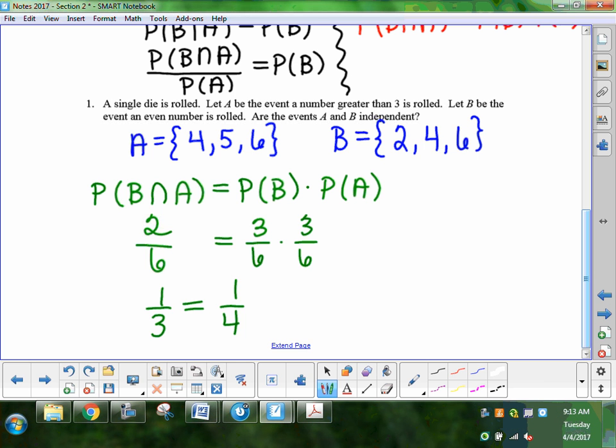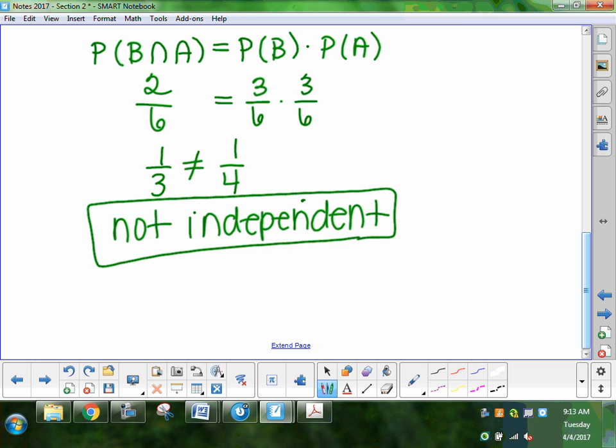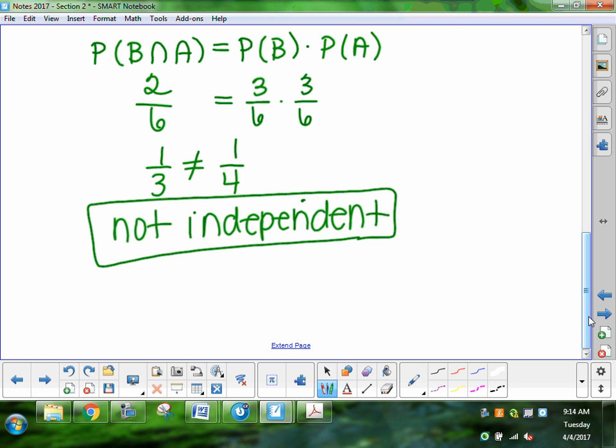Are they equal to each other? No. So are the events independent? Yes or no? The events are not independent. If it was equal, they would be independent from each other, but they are not. Questions on that? We could set it up going the other way as well.